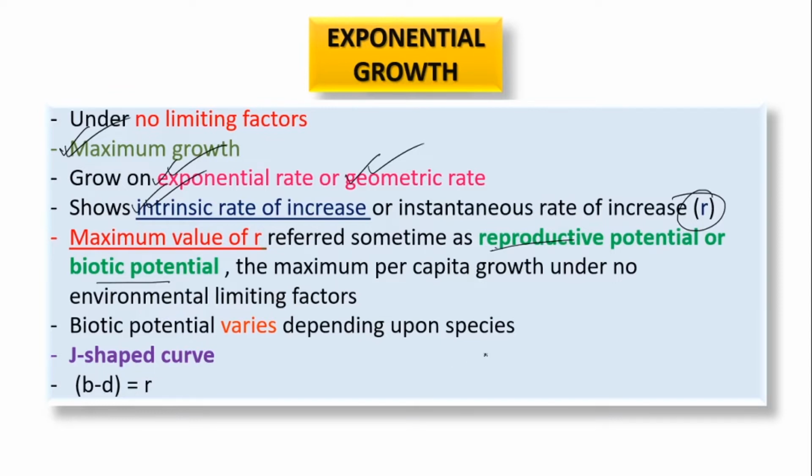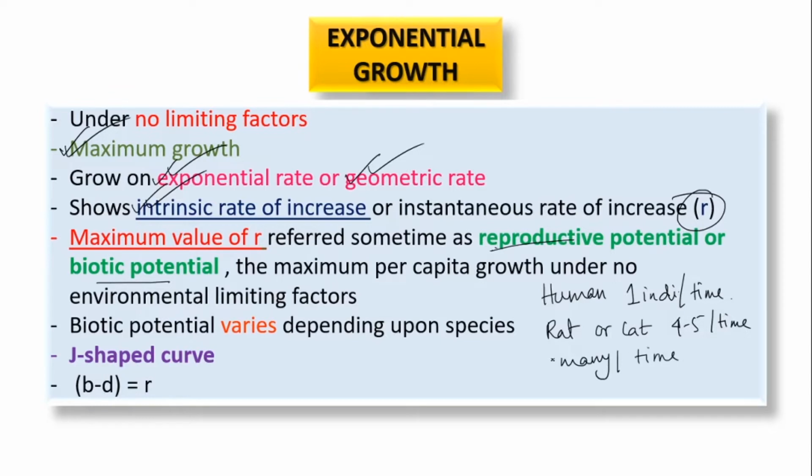So this biotic potential varies depending upon species. For example, humans can produce one individual at a time. It is more general. Lower vertebrates, for example rat or cat, can produce almost 4 to 5 individuals at a time, and invertebrates many individuals at a time. So you can see that the biotic potential may vary depending upon species. And exponential growth shows a J-shaped growth curve. We will see this graph on our next slide. So let's see.